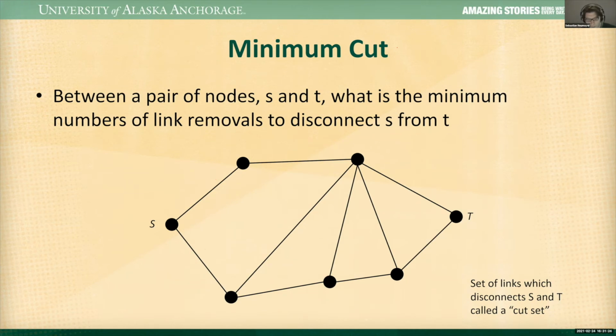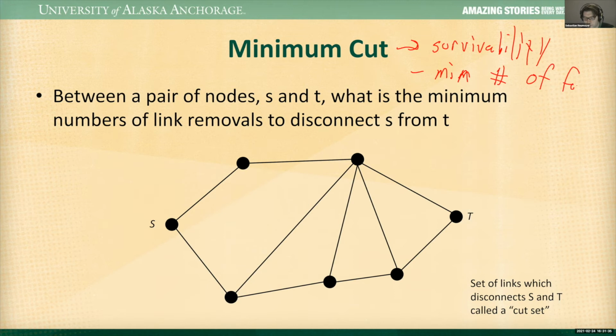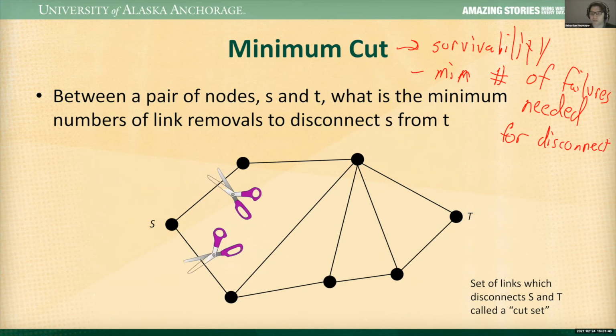And so the minimum cut tells you something about the survivability of your network, because it tells you what is the minimum number of failures needed for disconnection. And so this is a really important problem, especially in terms of security.